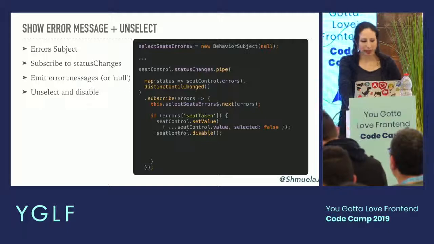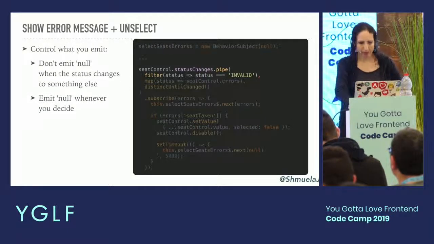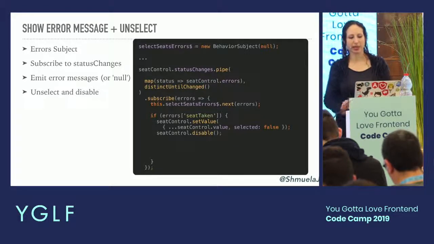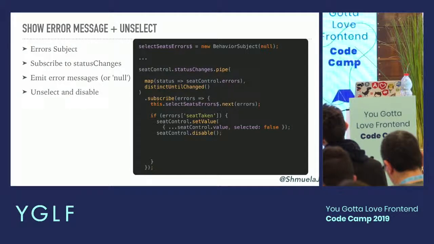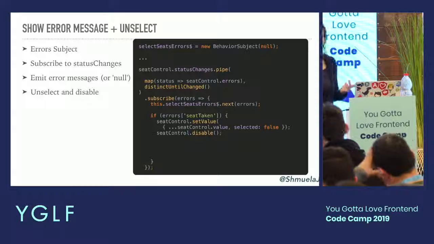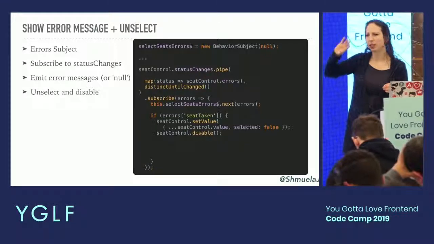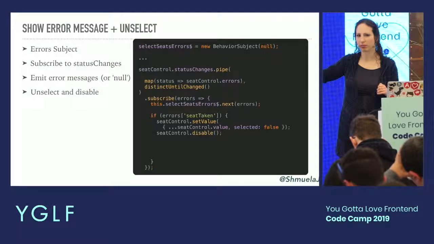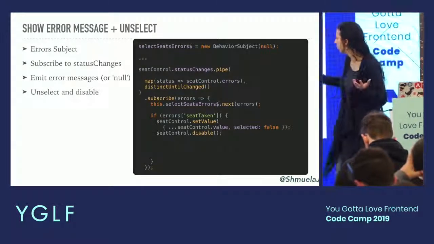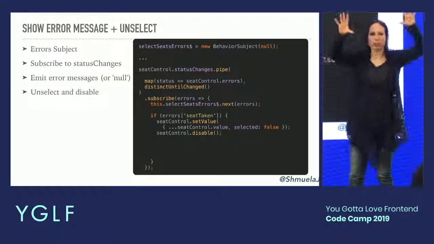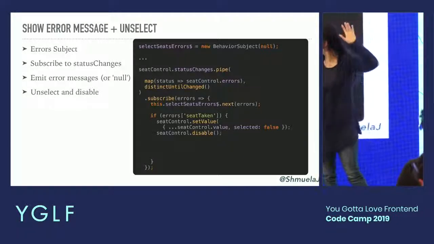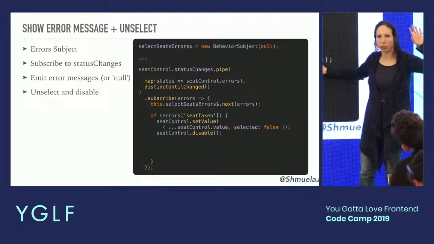There's a bit of a problem here. The problem is that when I set the value to selected false, remember that in our validator, if the seat is not selected, then there's no error, right? Because we don't care about it. So we had an error, we reacted on it, we showed the error message, but immediately we change it to be valid.